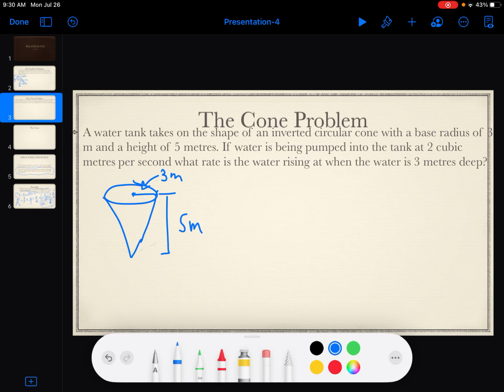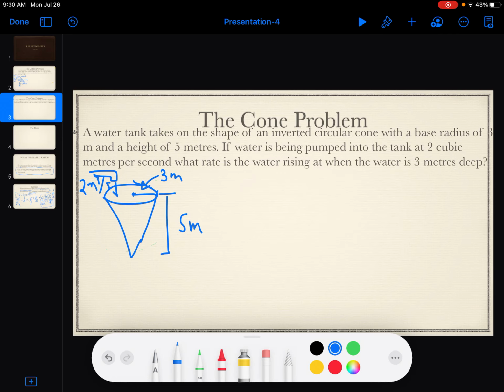Water is being pumped into the tank at 2 cubic meters per second. So water's coming in, we got the spout here, water's coming into this tank at 2 cubic meters per second. So immediately we know that is our change in volume.